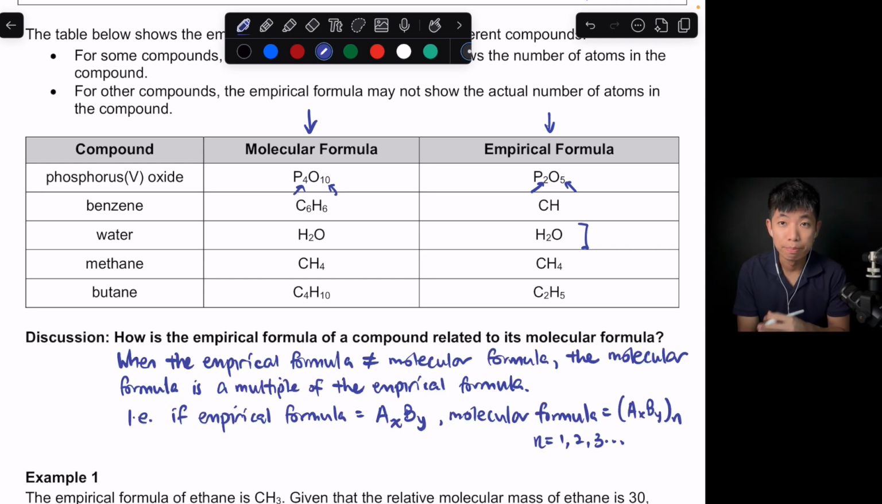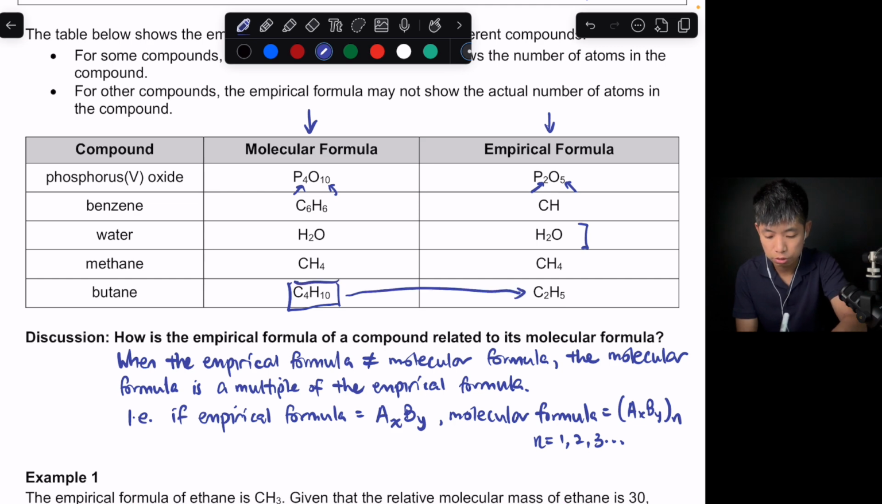So in cases where the empirical and molecular formula are not the same, the molecular formula is always a multiple of that of the empirical formula. And this is usually a whole number multiple. So for example, in C4H10, this is 2 times that of C2H5.